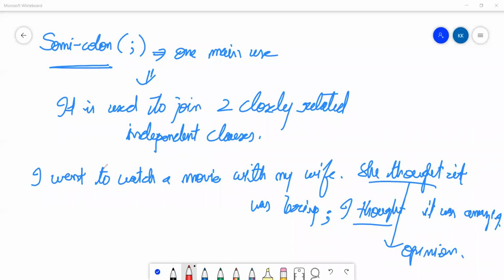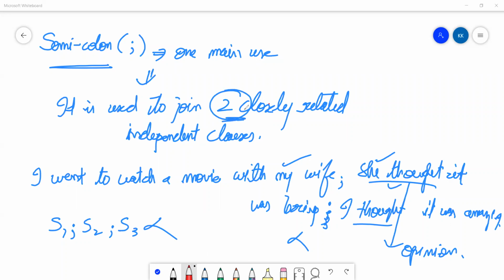Now, if I keep a semicolon between the first sentence and the second, that is, I went to watch a movie with my wife; she thought it was boring, and put a period before I thought it was amazing, that would be wrong, because these two sentences are not closely related. These two sentences are closely related. Understood? Got my point? Yes, ma'am. One more thing: sentence 1, semicolon, sentence 2, semicolon, sentence 3 is wrong. A semicolon can be used only between two independent clauses. Got it?